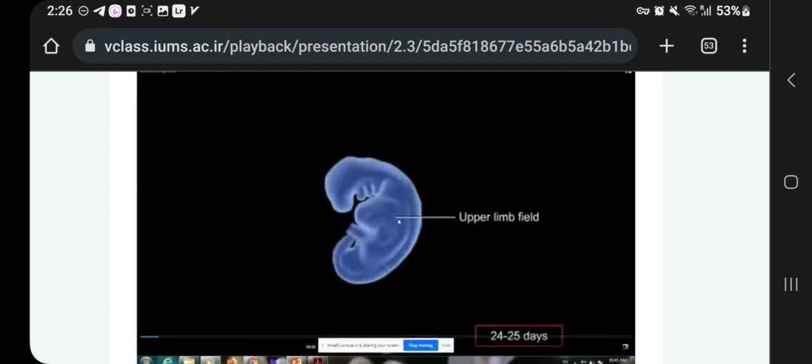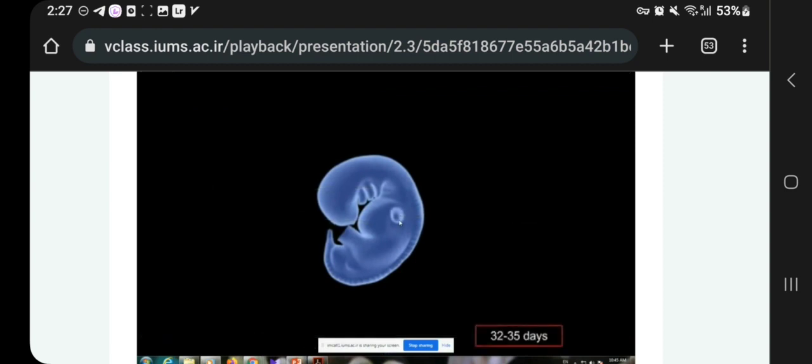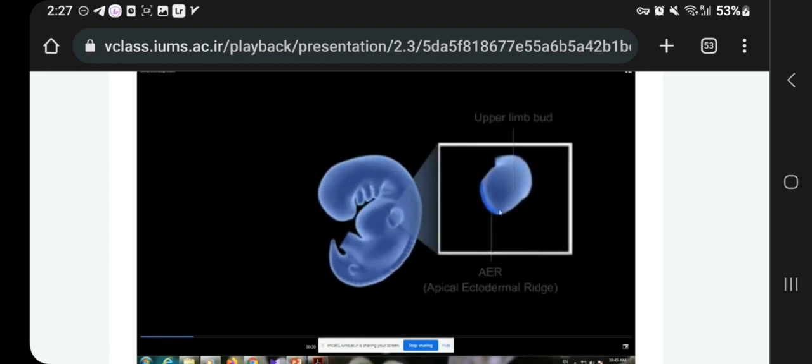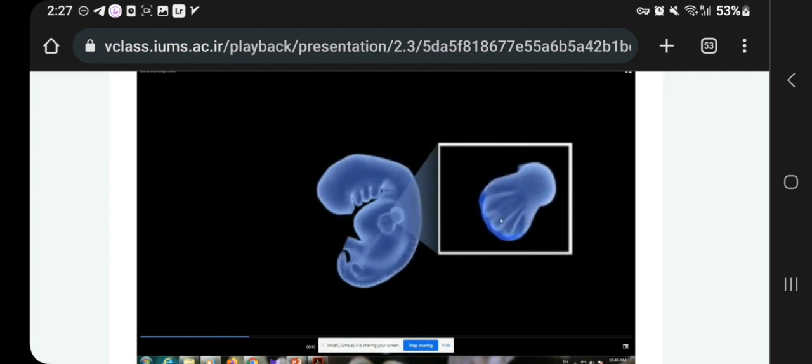This film has two parts. At first, it shows you the appearance of the upper limb. The site of the upper limb is detected by gene expression. You can see the upper limb bud, and the tip of the limb bud is the apical ectodermal ridge, and when it starts growing, in the next 1 or 2 days the lower limb bud appears, with a delay relative to the upper.